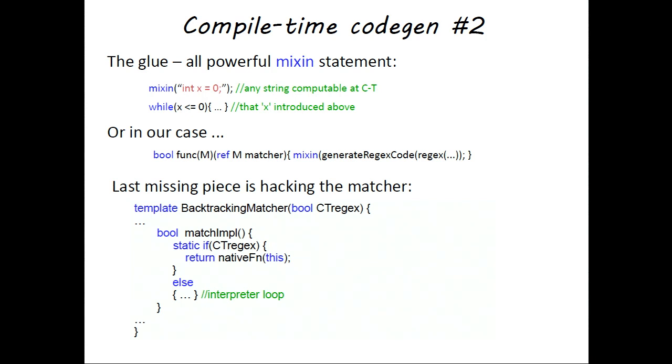So we create a template that takes a matcher as a parameter. Matcher is basically an engine, one of the two. And we paste inside whatever we just generated out of this pattern. And the last missing piece is hacking our way through the code. So we just introduce a compile time parameter that says, okay, use the generated function, or no, use the interpreter loop. So this is matchInput, the core loop inside of the regular expression matcher.